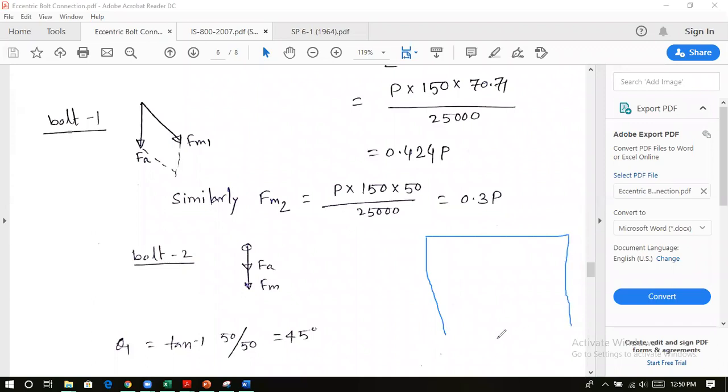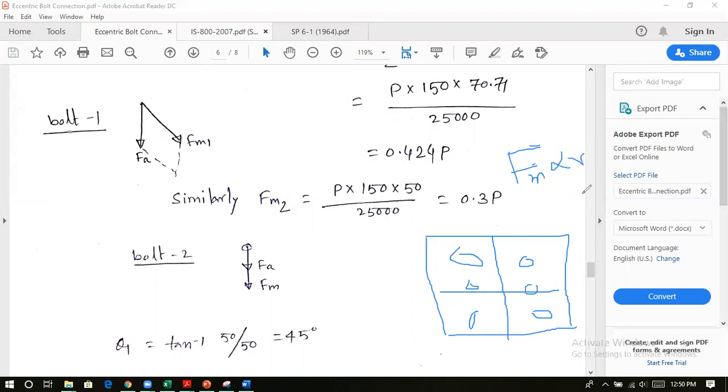Since there are 6 bolts, and since we know the direct axial force will be the same for all bolts, the only thing that varies is the force due to moment, and force due to moment is proportional to the radial distance from the centroid of the bolt group.